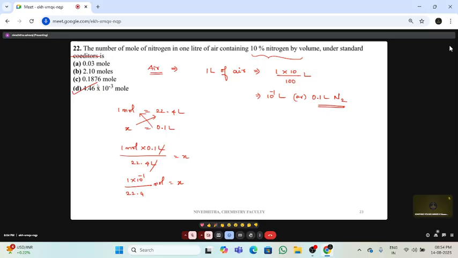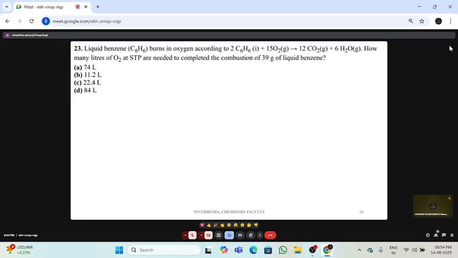Shall we move on to the next question? Okay. It is very easy. It is also from the limiting reagent concept. Liquid benzene burns in oxygen according to this given equation. I think it is a balanced one. And they're asking us to calculate how many liters of oxygen are needed for the complete combustion of 39 gram of liquid benzene. Very easy.